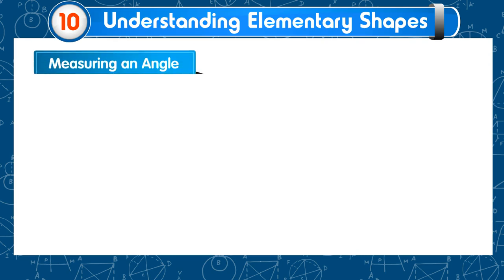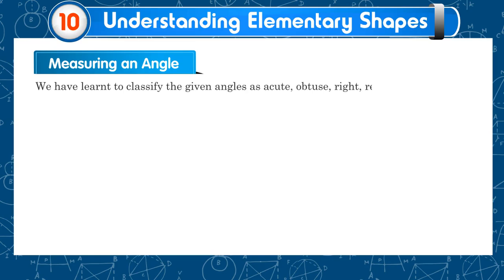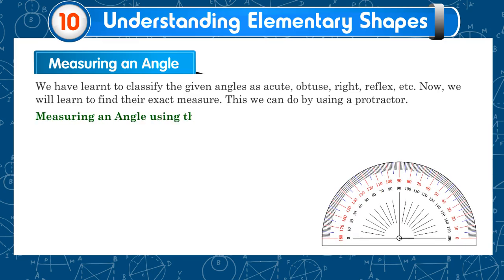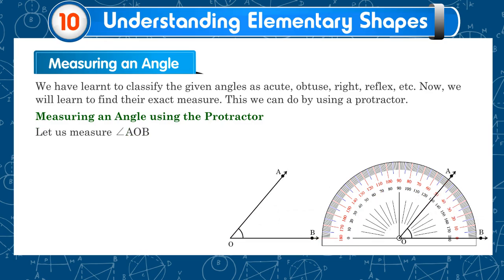Measuring an angle. We have learned to classify the given angles as acute, obtuse, right, reflex, etc. Now we will learn to find their exact measure. This we can do by using a protractor. Measuring an angle using the protractor. Let us measure angle AOB given alongside using protractor.